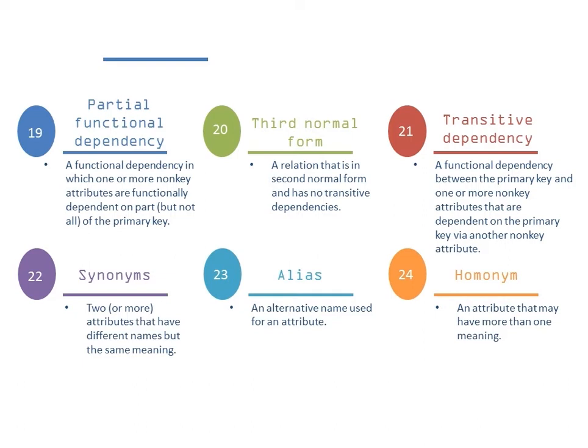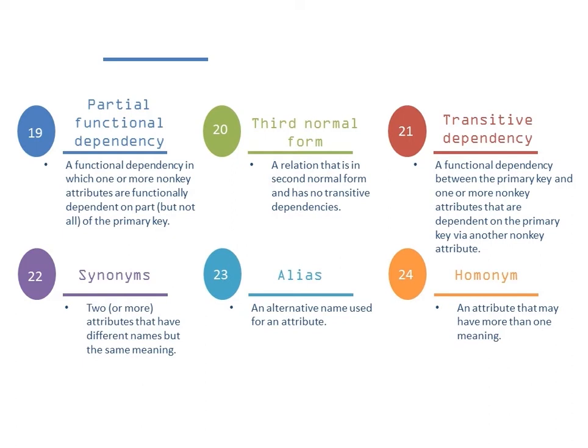A homonym is an attribute that may have more than one meaning. For example, the same account may refer to a bank's checking account, savings account, loan account, or another type of account. And 25, the enterprise key. The enterprise key is a primary key whose value is unique across all relations. And maybe that's all for me.